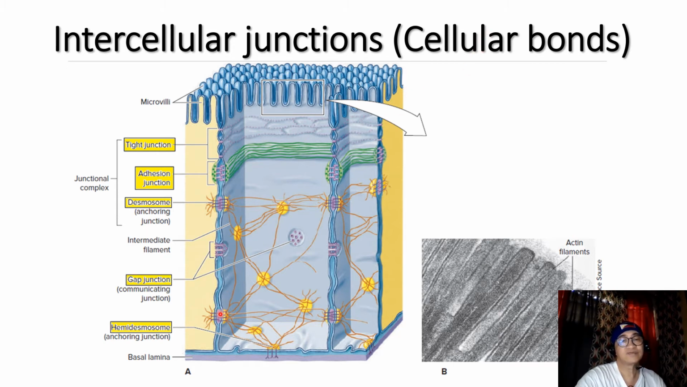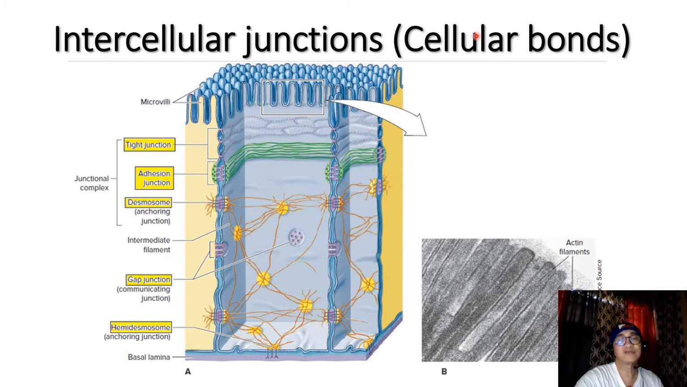Now, you also have desmosomes. Desmosomes are small ellipsoid discs that occur within the plasma membrane of two adjacent cells. Desmosomes act like spot welds between adjacent cells. They hold the cells together.